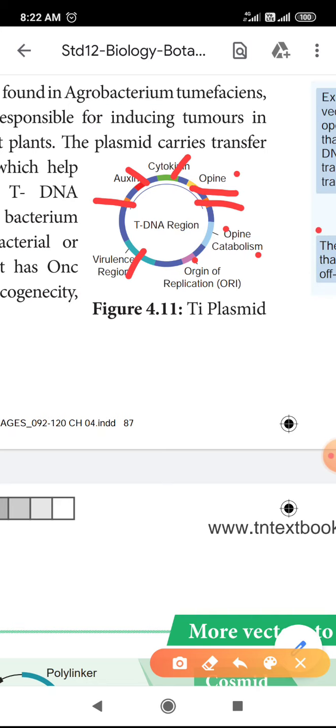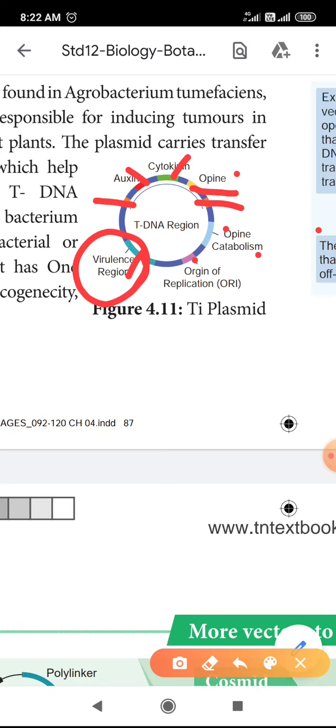It is present in a bacterium called Agrobacterium tumefaciens. It is widely used to transfer genes in plants. Only the T-DNA region is transferred to the plants, and this is done with the help of the virulence region.